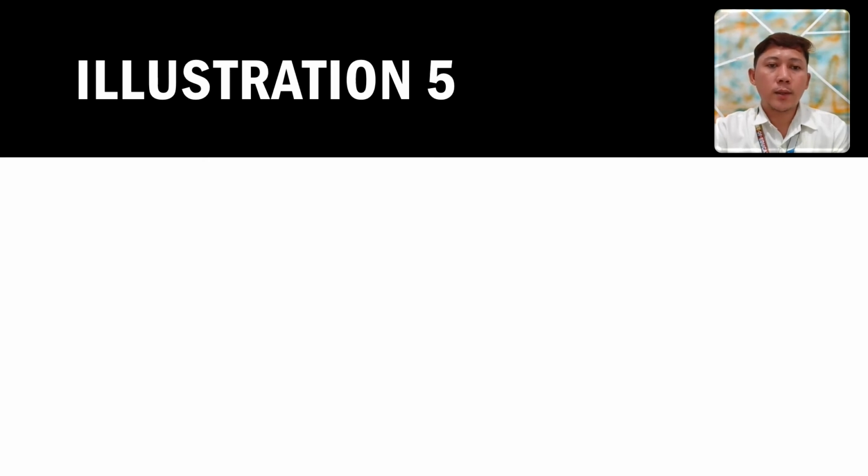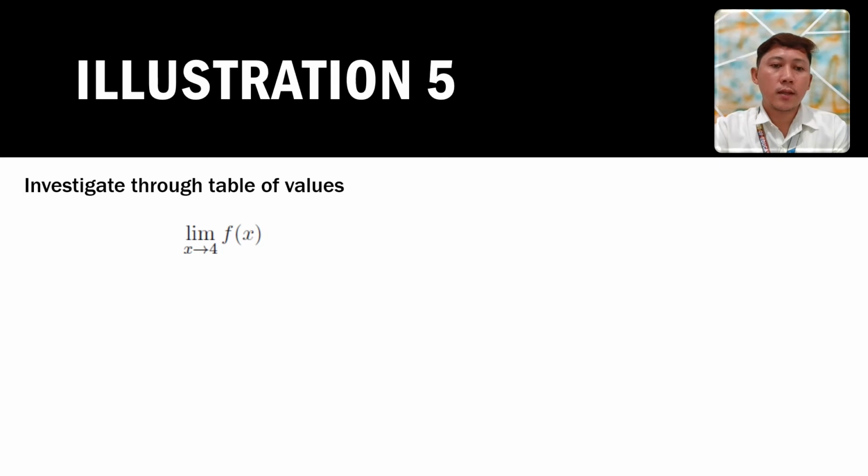So going to our last example, investigate through table of values the limit of the function as x approaches 4 if we have these conditions. If x is less than 4, we'll use the function x plus 1. And if x is greater than or equal to 4, then we will use the function the square root of the quantity x minus 4, plus 3.